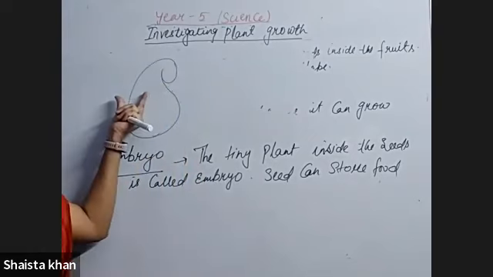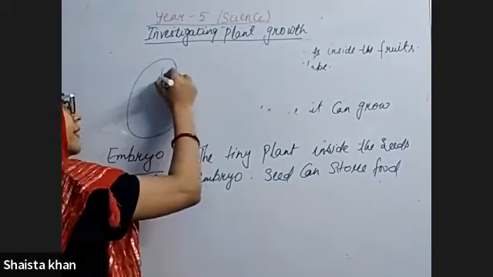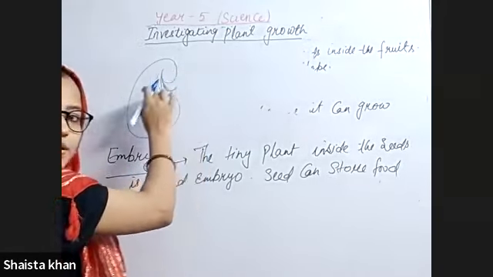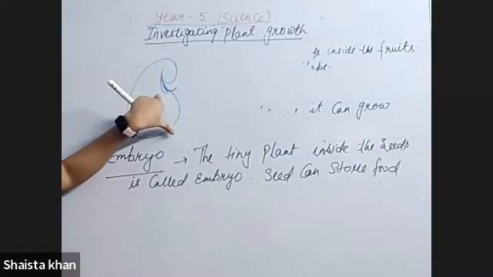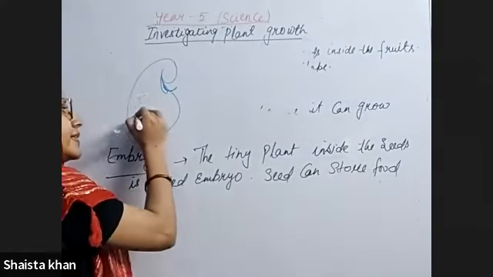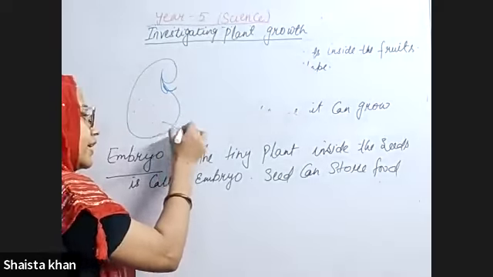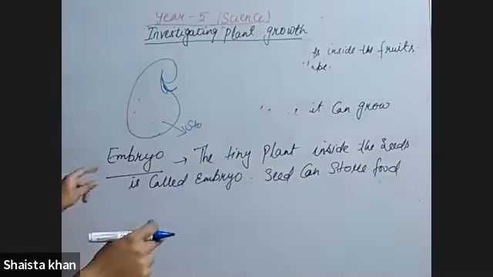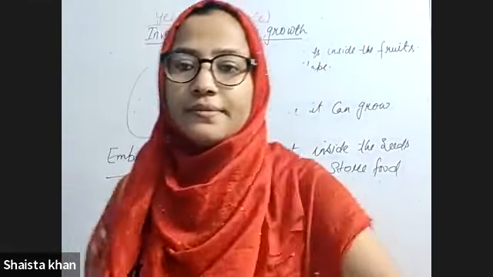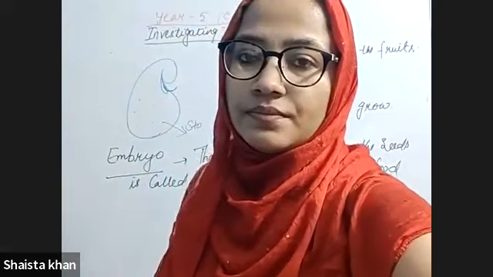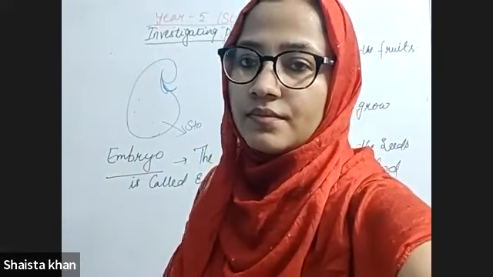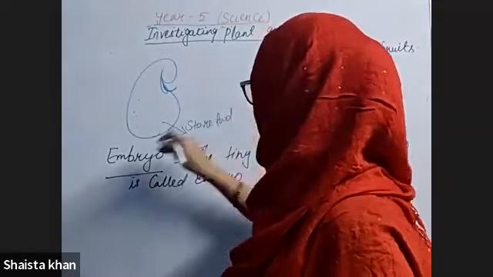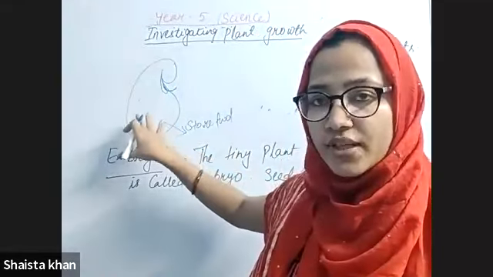Suppose this is a seed. From here, it can grow into a new plant. And the seed stores food in this part. This is a diagram of a seed.